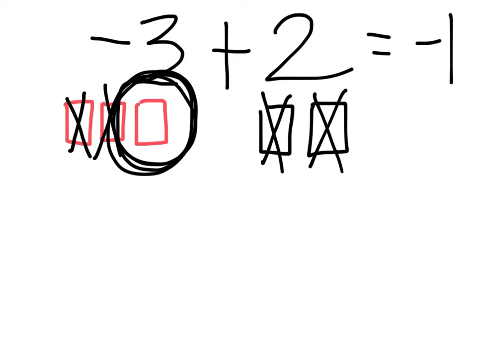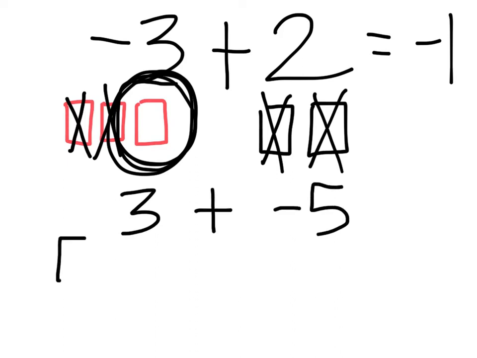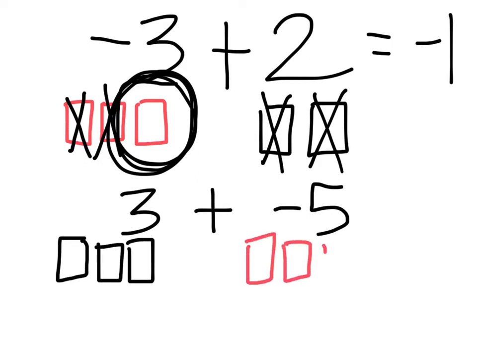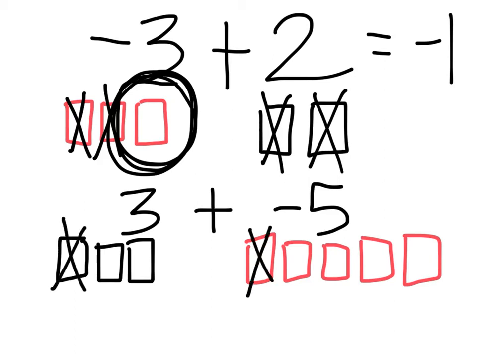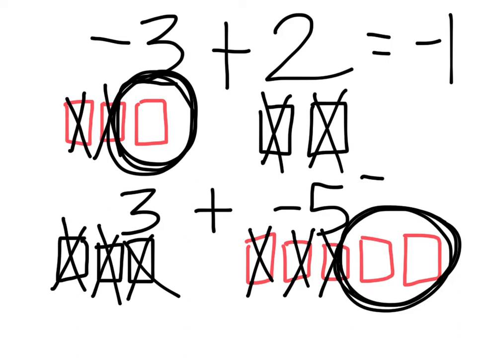Let's try one more with the zero pairs. So maybe I have 3 plus negative 5. So I have 3 positive boxes and 5 negative boxes. If I make my zero pairs, this positive pairs with this negative. Second one goes with this. The third one goes with the third one over here. And I'm left with an answer of negative 2 left over. So 3 plus negative 5 equals negative 2.